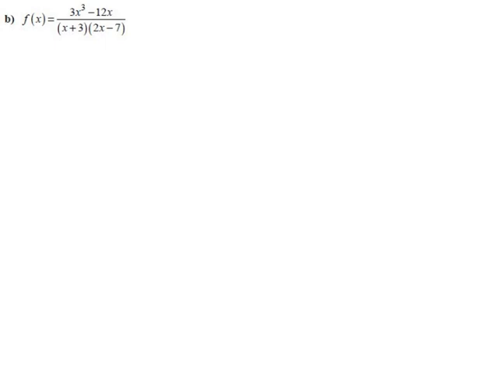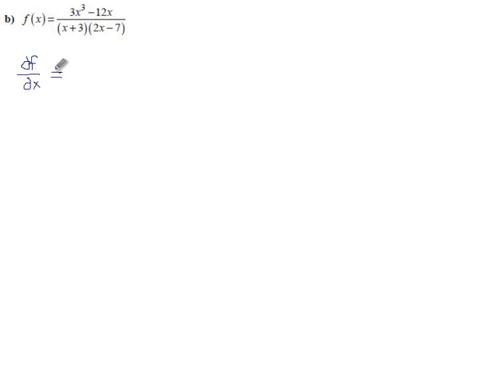Here's another look at this rule within a rule phenomenon. Again, we have a quotient, because this has a top and a bottom, and within the denominator, we have a product. So we're going to have quotient rule and product rule happening in combination again. So let's see what we can do with this.